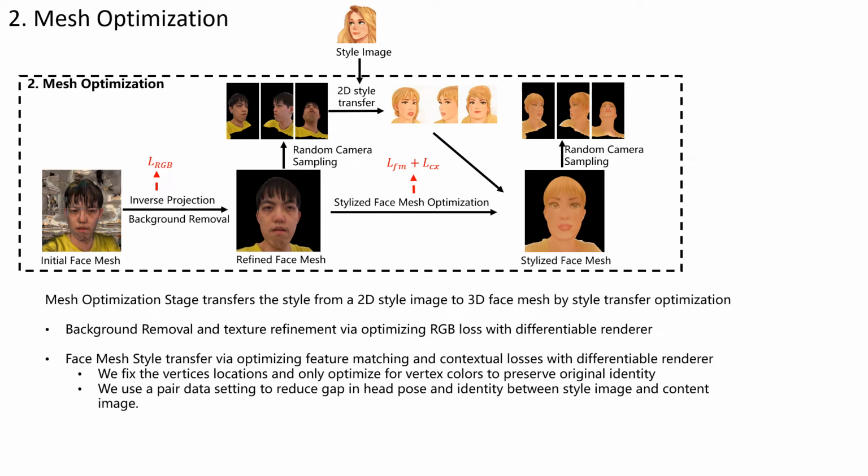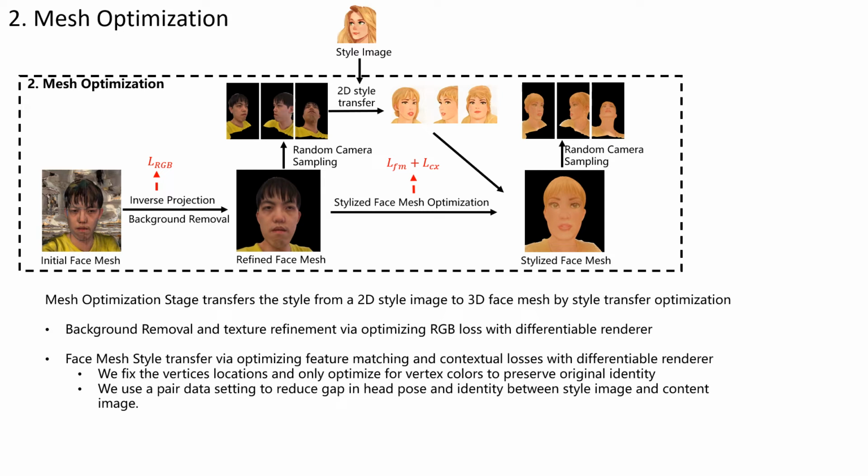For style transfer, we would like to preserve the identity and only change the style. Therefore, throughout the optimization, we fix the vertex locations and only optimize for vertex colors. We first refine the initial mesh by inverse projection, which optimizes for the RGB loss with the original input video frames. And then we remove the backgrounds with a foreground segmentation model. For style transfer, the loss objectives are similar to the ones in 2D style transfer without the identity loss, because we already fixed the vertex locations, which preserve the identity.